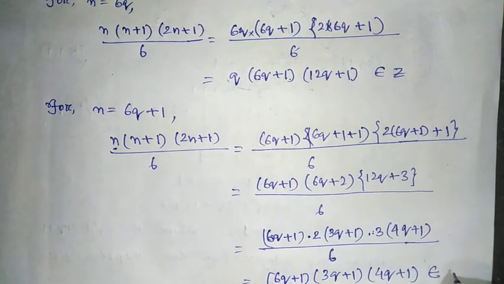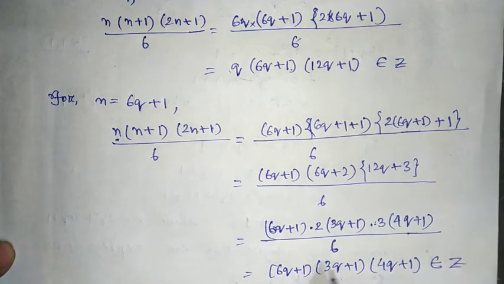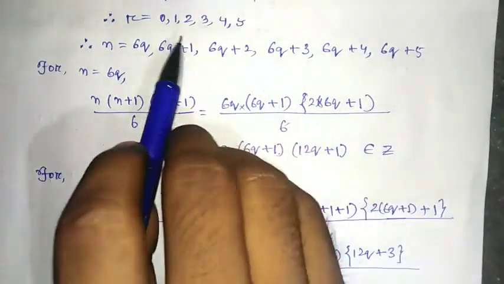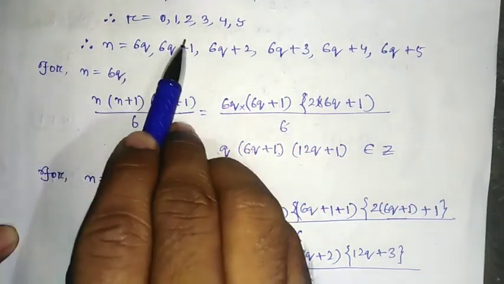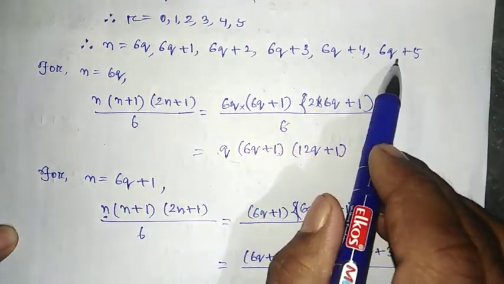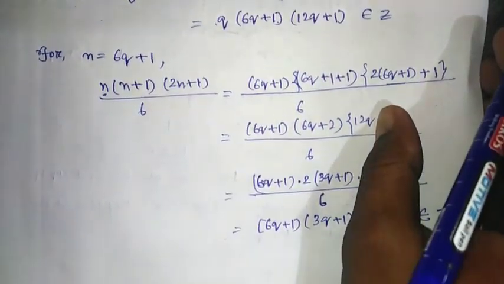So it is, no doubt, an integer as in the previous one, since q is an integer, 3 is an integer, 6 is an integer, 1 is an integer, 4 is an integer. So product and sum of integers are integers, so the whole expression is an integer. So now we have more values, and we only showed these two are integers. So in this way, for 6q plus 2, 6q plus 3, 6q plus 4, 6q plus 5, we can show that this expression is an integer. So we have to write like that.